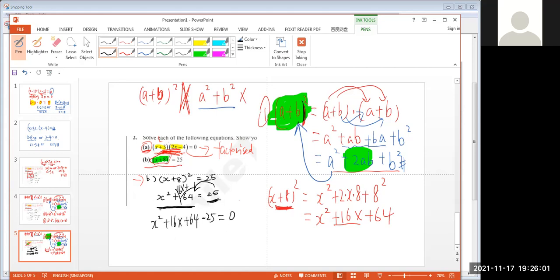Okay, and then after that, you just simplify this. You're going to get x squared plus 16x, and then 64 minus 25. I think you will get 39, right? Yeah, then you get equals to 0. Okay, so this is what?